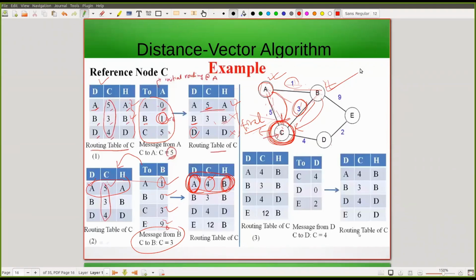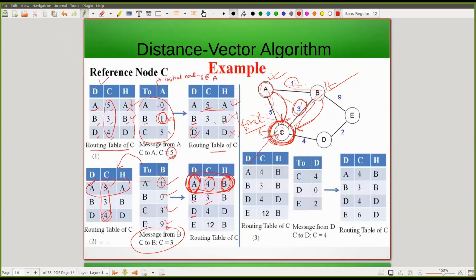And how is it possible? Because B sent its distance vector to C. That's why by looking into that information and applying the Bellman-Ford equation, we are able to get it. Similarly, the cost of going from C to B is 3. It is a direct cost, so no need to change anything. Then the cost of going to D. The cost of going to D, initially I maintain, is 4. But B does not have the information.